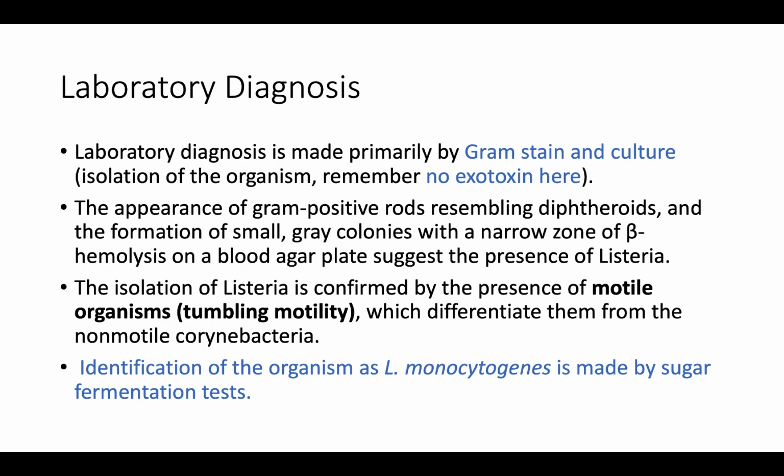Lab diagnosis is made primarily by gram stain and culture. The appearance of these gram-positive rods, looking like diphtheroids with a tumbling movement, is helpful. They can form small gray colonies with a narrow beta hemolysis on blood agar. It's confirmed by the presence of this tumbling motility, like we mentioned, and if you want to use mechanized diagnostic methods or normal biochemical procedures, you can do some sugar fermentation tests as well.